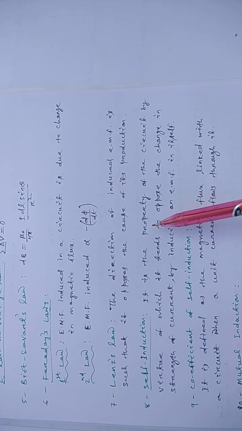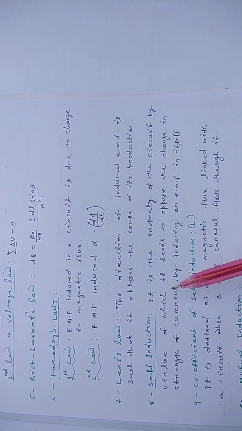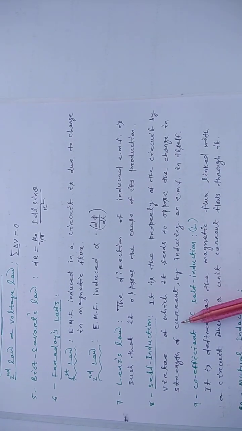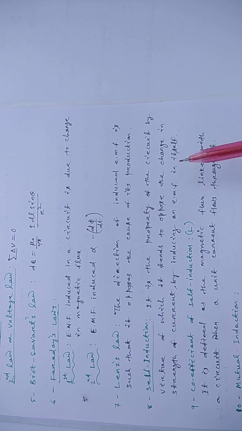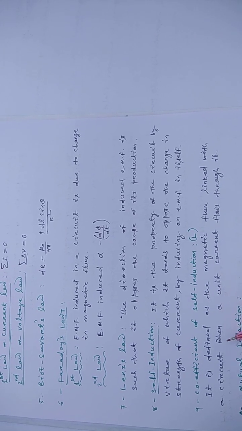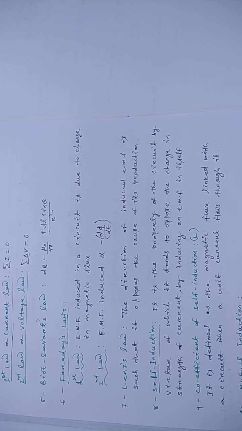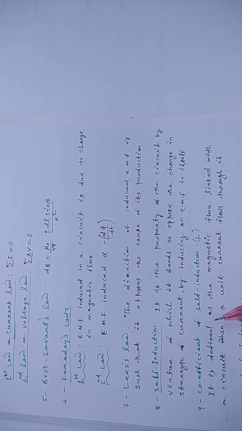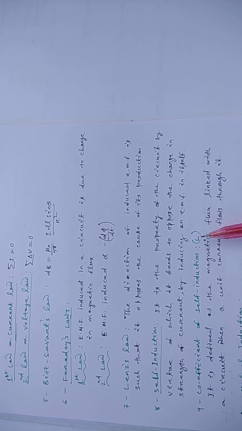Okay. Then is self-induction. What is self-induction? It is the property of the circuit by virtue of which it tends to oppose the change in strength of current by inducing an EMF in itself. Then is coefficient of self-induction. It is defined as the magnetic flux linked with the circuit when a unit current flows through it. Okay. Coefficient of self-induction symbol is L.